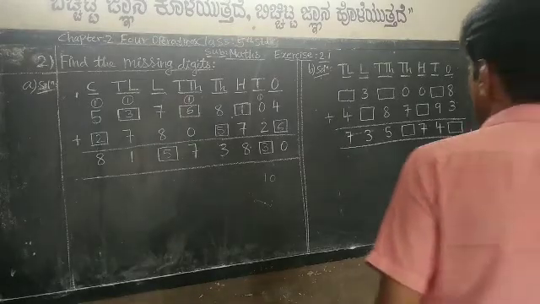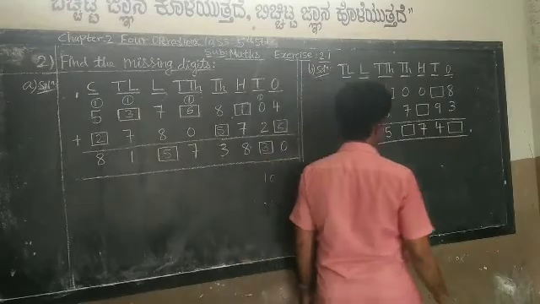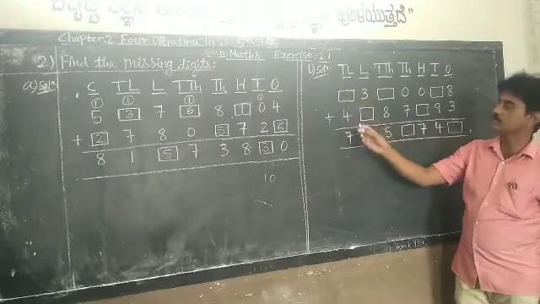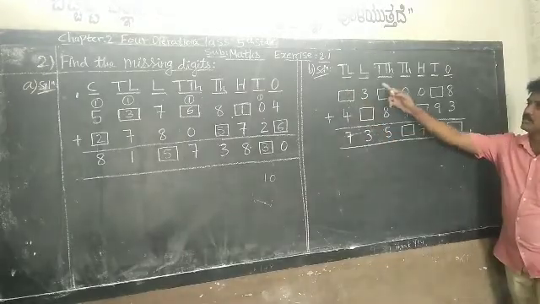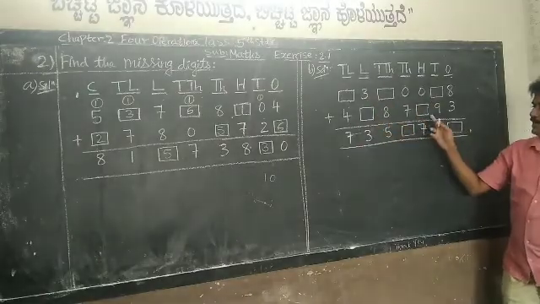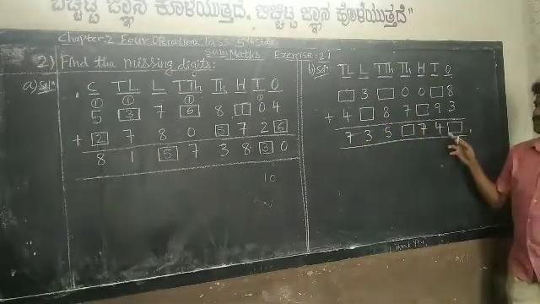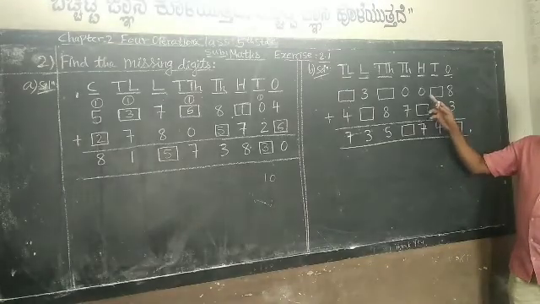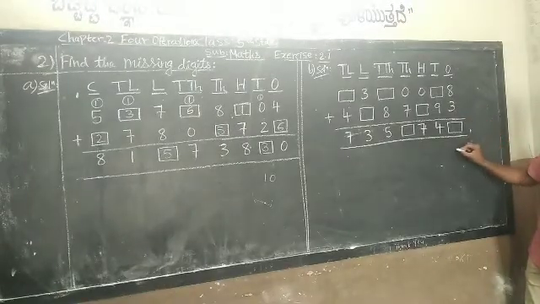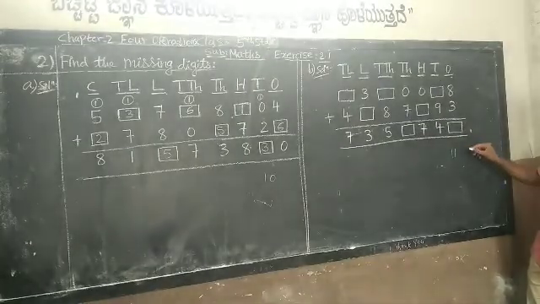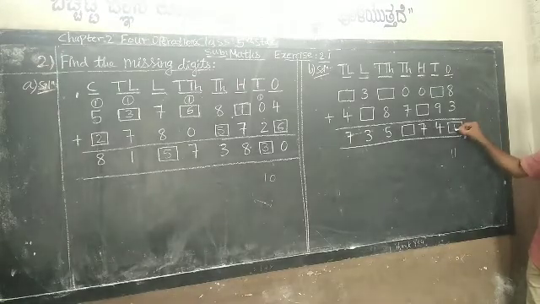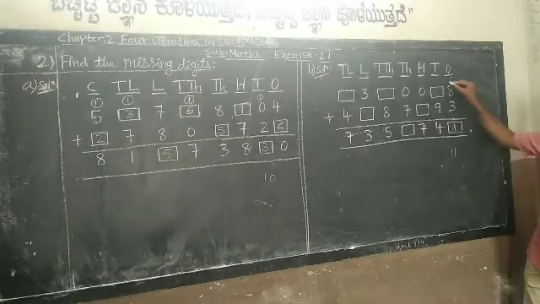Again, see the B question. I think you are able to see this. This is the question. This is an addend. This is another addend. When you add these two, you will get the sum. So start from the 1's place. 8 plus 3, how much? 11. When you get 11, it is a double digit number. 8 plus 3, 11 means this one you will write here, and the other one is carried.